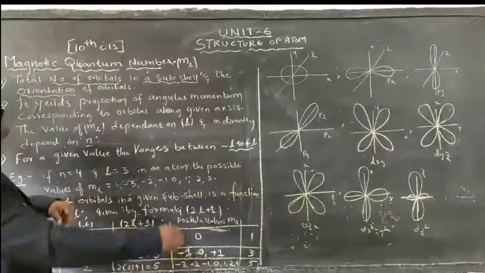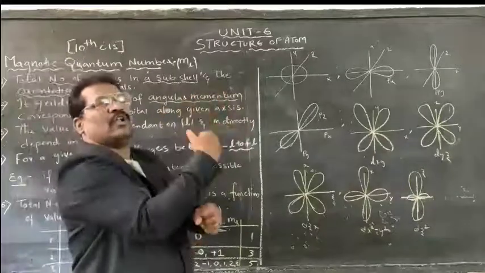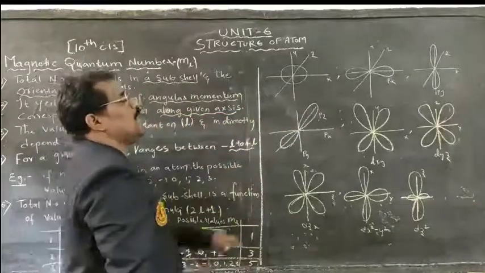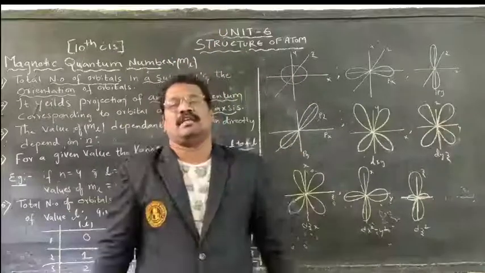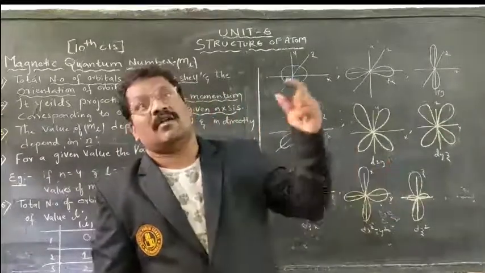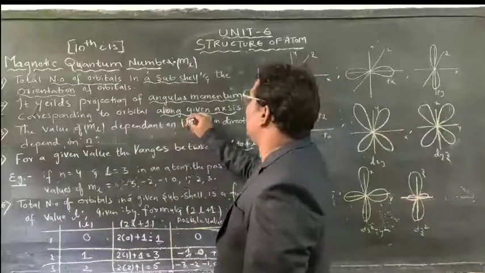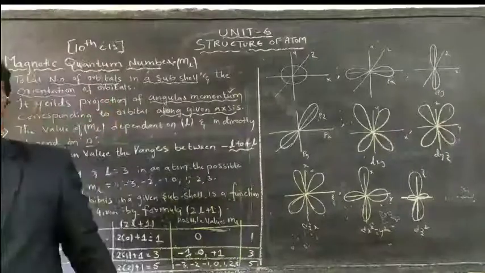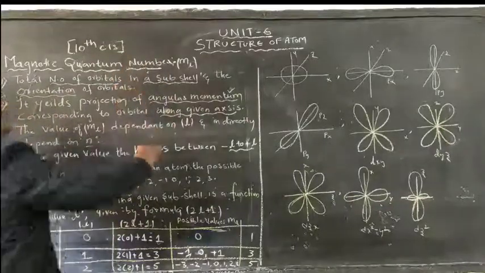It also yields the projection of angular momentum of an electron. How is this particular orbital orienting around its own axis, along a given axis? What will be the axis there? X-axis, Y-axis, Z-axis, a three-dimensional axis. On that three-dimensional axis, the angular momentum of orbitals, of the suborbitals in subshells, how they are orienting along that particular axis, we are going to study within the magnetic quantum number.